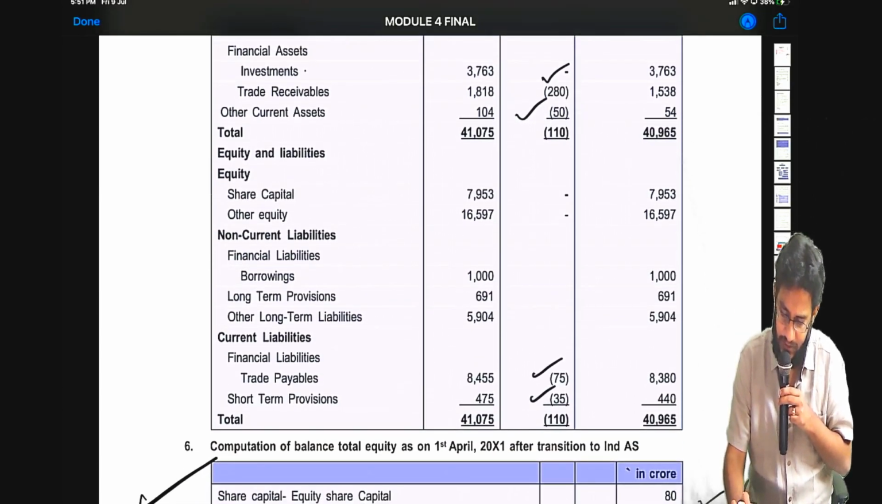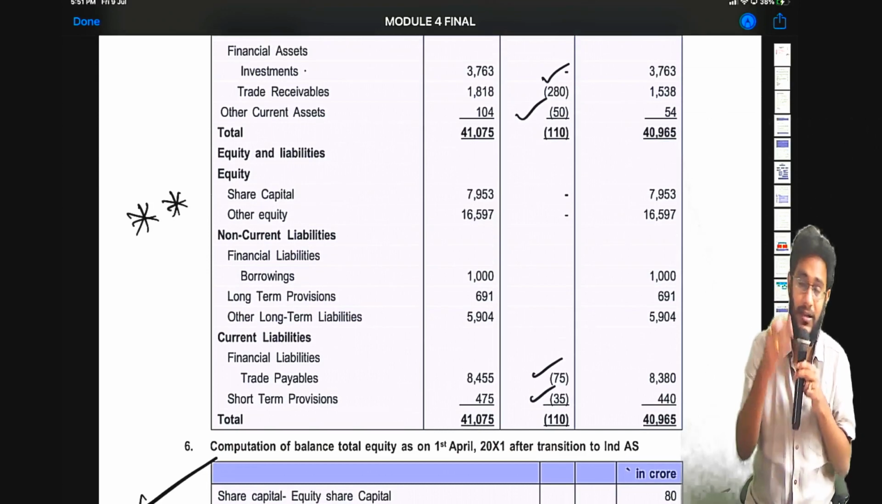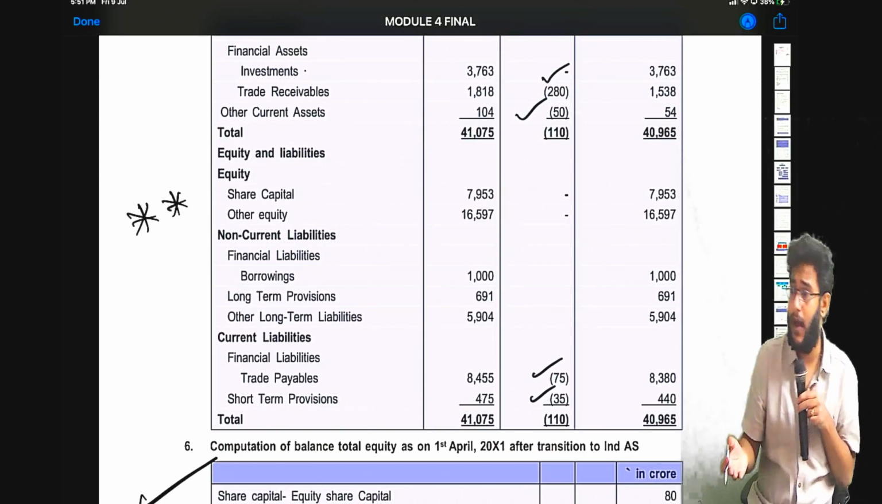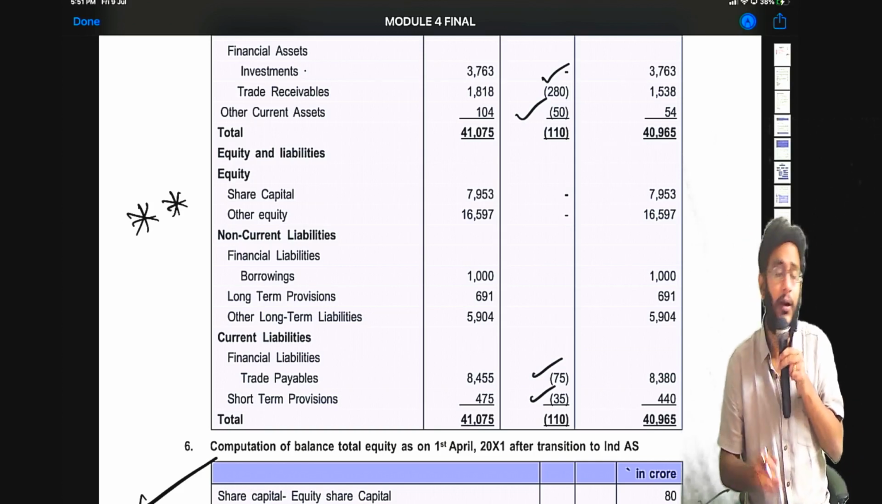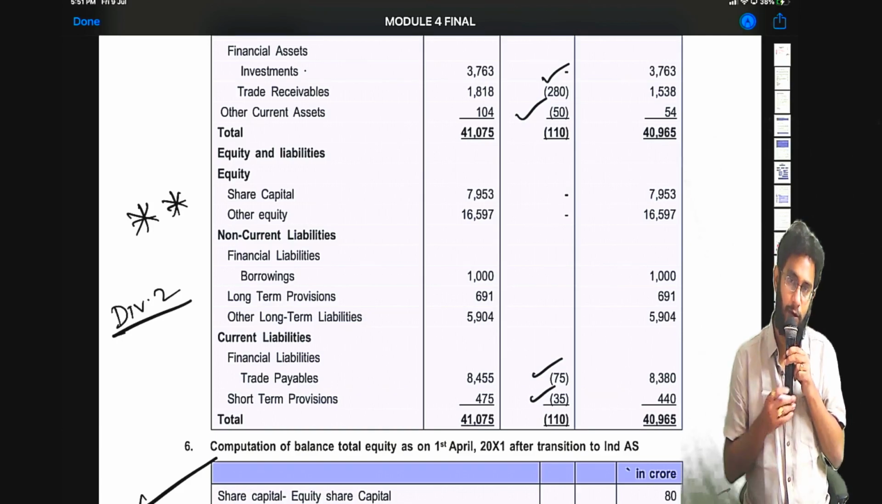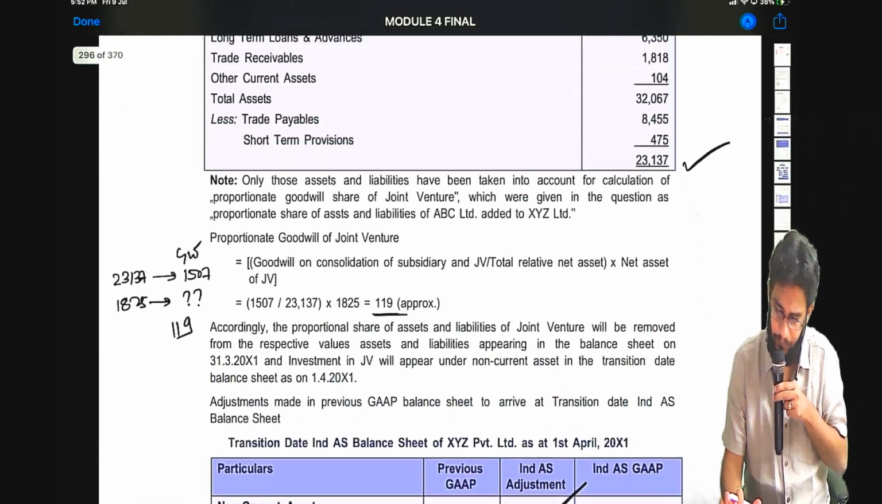This is the last question and it's an important one. Here care must be taken that whatever balance sheet they have given in the question, that obviously is as per old GAAP, but what they asked you is to prepare a balance sheet as per Ind AS. So you should be doing this in Division 2 format of Schedule 3. So you know all your headings, and accordingly you prepare.